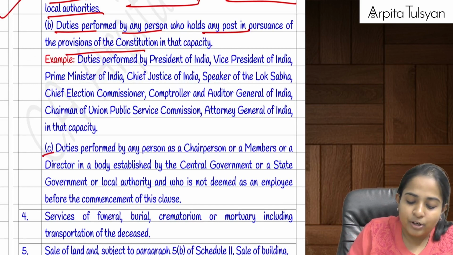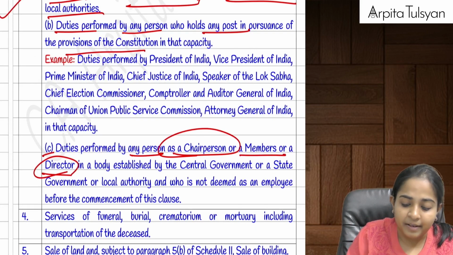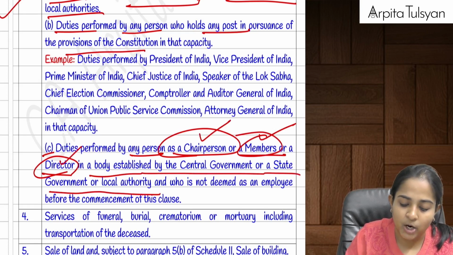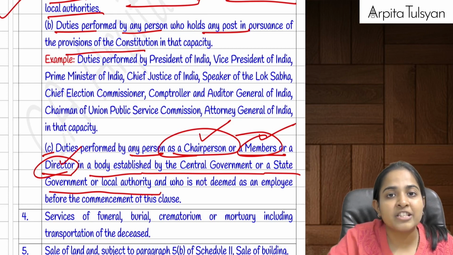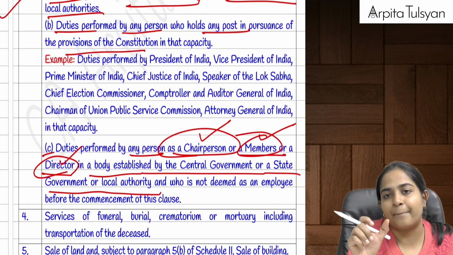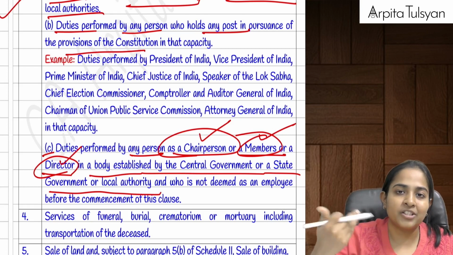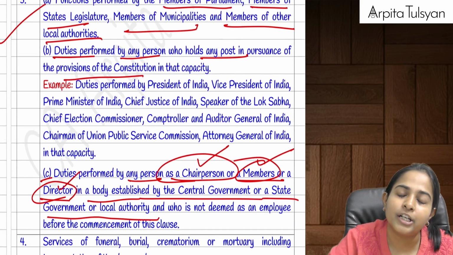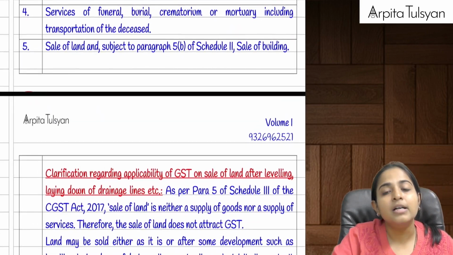And the third point in that, duty performed by any person as a chairperson or member or a director in a body established by central government, state government or local authority. Example, you must have heard about SEBI. Yes, so there is a chairman of SEBI, there are members of SEBI, there is a director of SEBI. SEBI is just one example of an establishment formed by the central government. So these people are also discharging their functions, so they will be getting reimbursed or compensated for the duties they are performing. That is considered as not a supply, therefore there will be no GST applicable on the same, right?